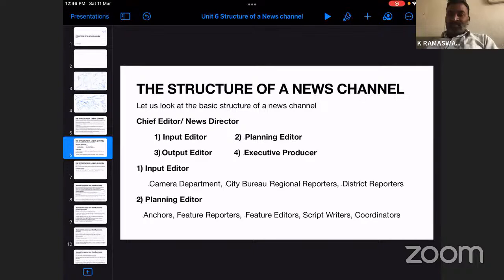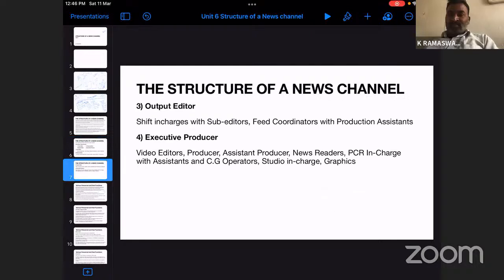If you combine the input editor and planning editor into one category, then anchors, feature reporters, feature editors, script editors, and coordinators all come under the input editor. Basically, in our Telugu channels, there are only two positions, input and output. They won't have any planning editor and executive producer. These two people, input and output, will monitor the entire news channel. Under the output editor, shift in-charges work with the sub editors. Sub editors are those whose duty is to fine-tune or correct the copy sent by the reporter.